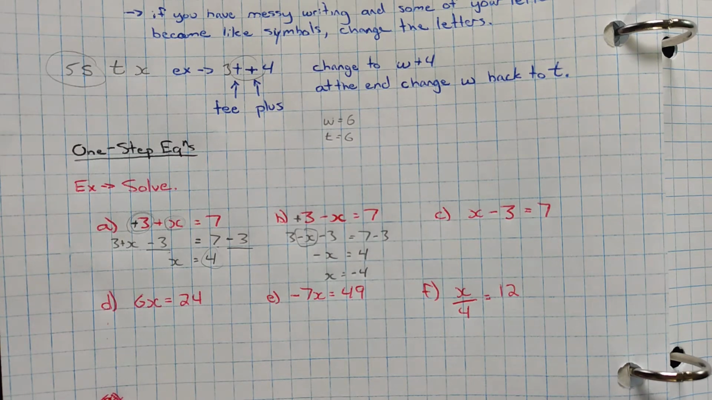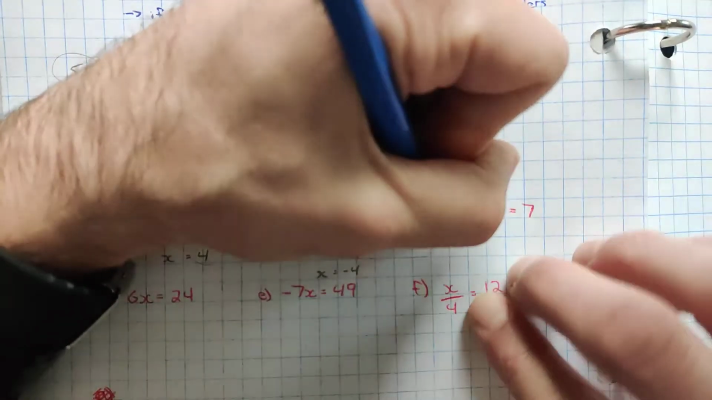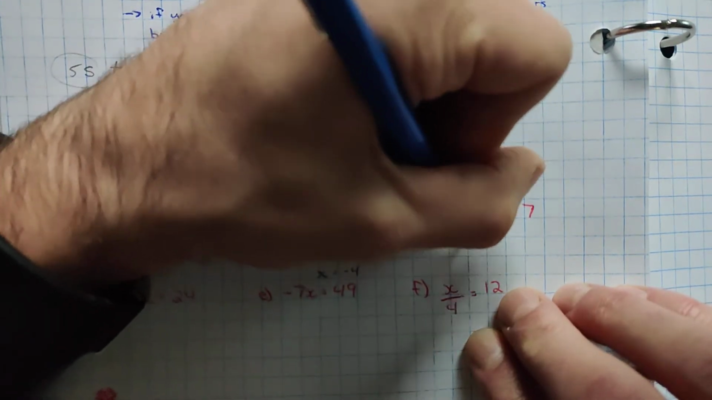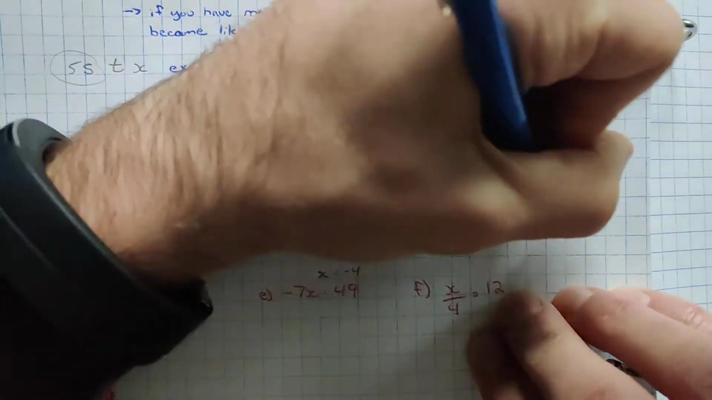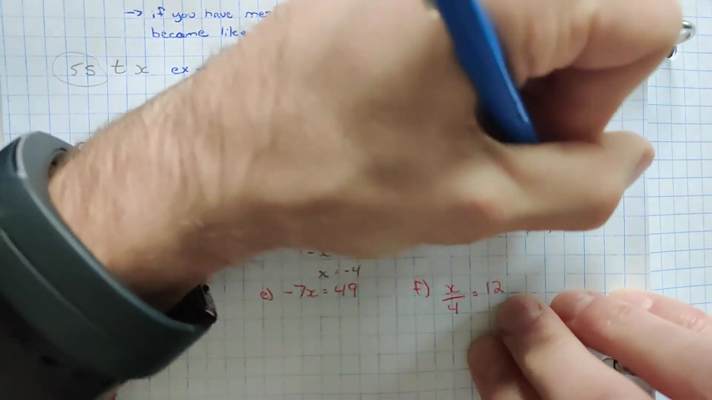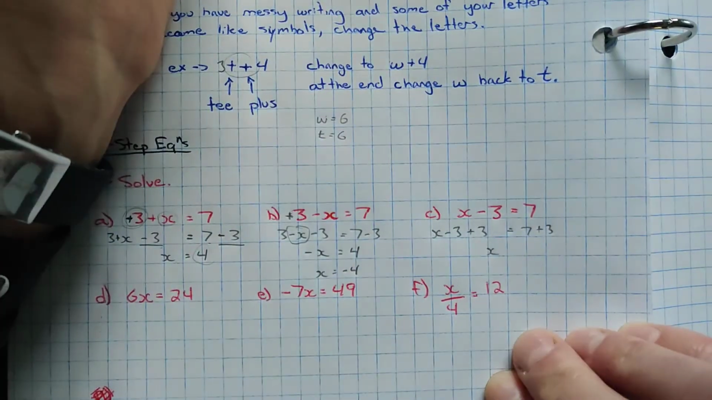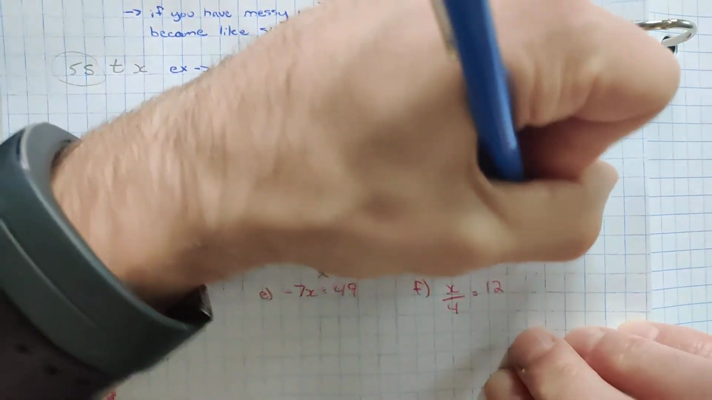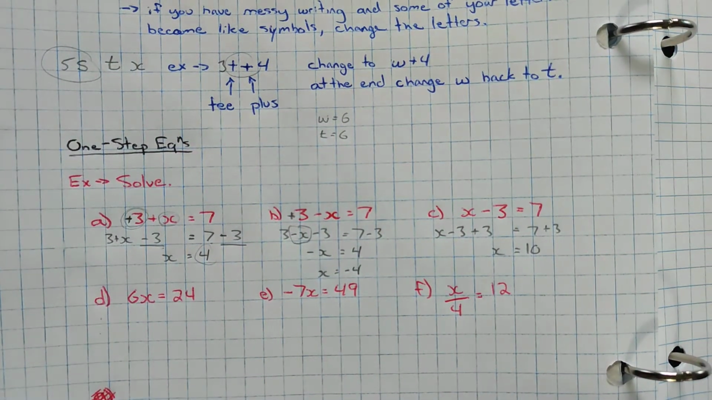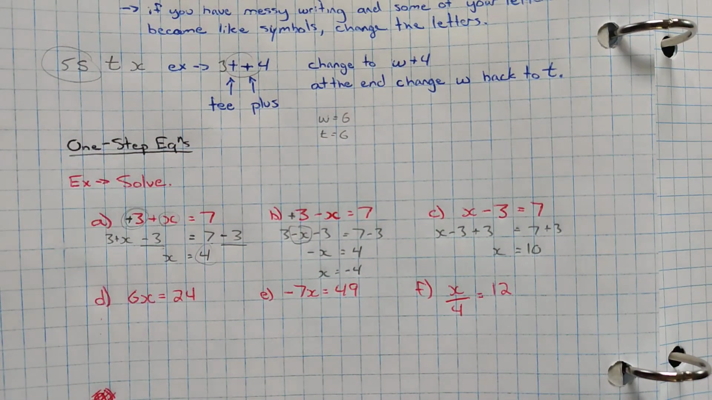In the next case, I have x minus 3 equals 7. Here I'm subtracting 3. If I'm subtracting 3, the opposite would be to add 3 to both sides. So x minus 3 plus 3 equals 7 plus 3. I'm left with x on the left side. I'm left with 10 on the other side. X equals 10. 10 minus 3 is 7. That one checks out. So that's some adding, subtracting work. Now we got some multiplication and division.